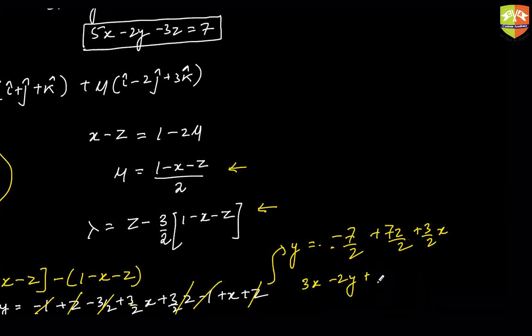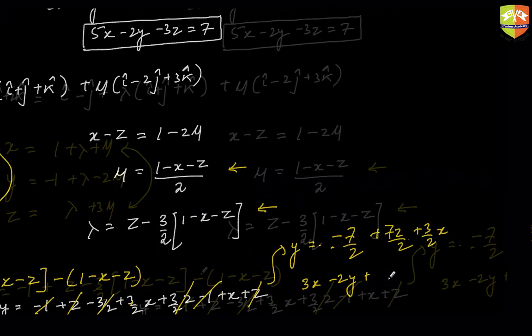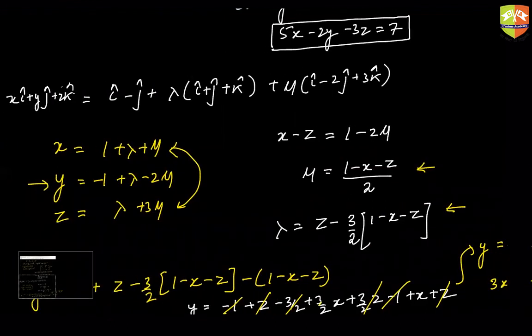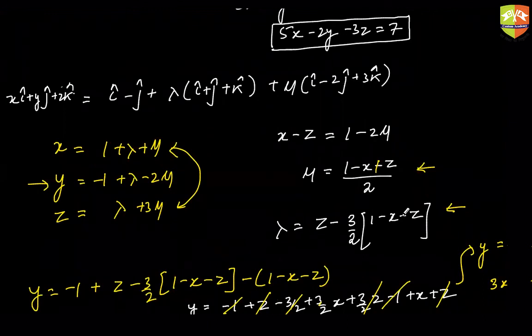Why am I getting 7z? 2z, 5z. Just check if the values are correct. x is 1 plus lambda plus mu, that's correct. So y is equal to minus 1 plus lambda minus 2 mu, that's also correct. z is lambda plus 3 mu, that's also correct. And if you subtract, it becomes 1 minus 2 mu. So there's a small mistake here. It's a plus here. So this will also become a plus.